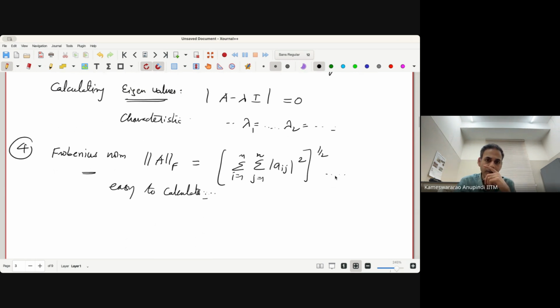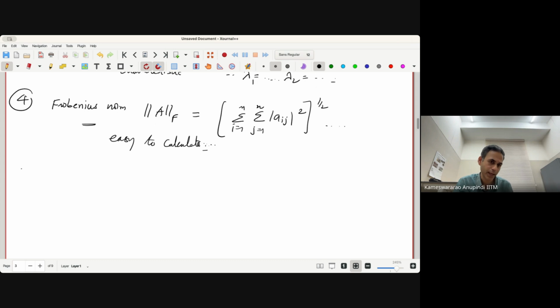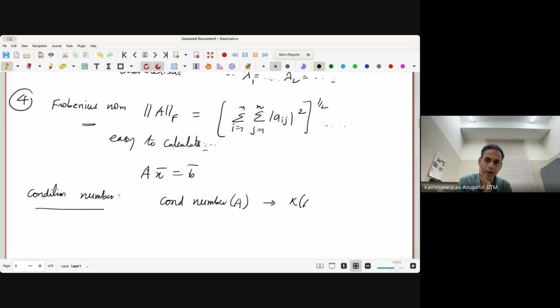Then we define something. Let us say we want to solve Ax equals b. Then we define something called a condition number of the matrix A. You can write it as condition number of A. It is also denoted as K of A.